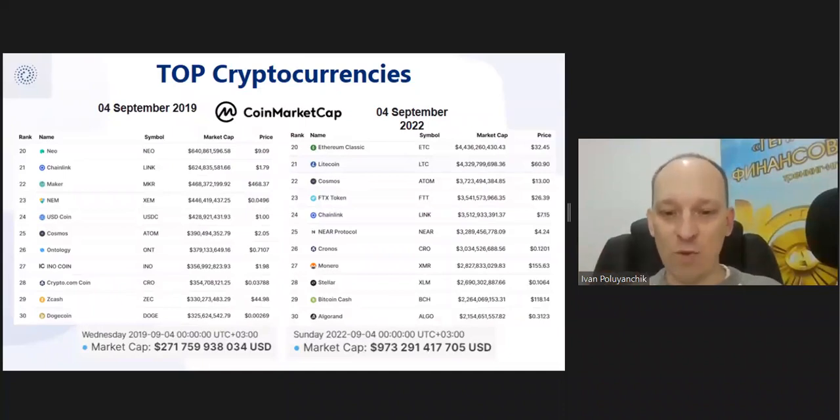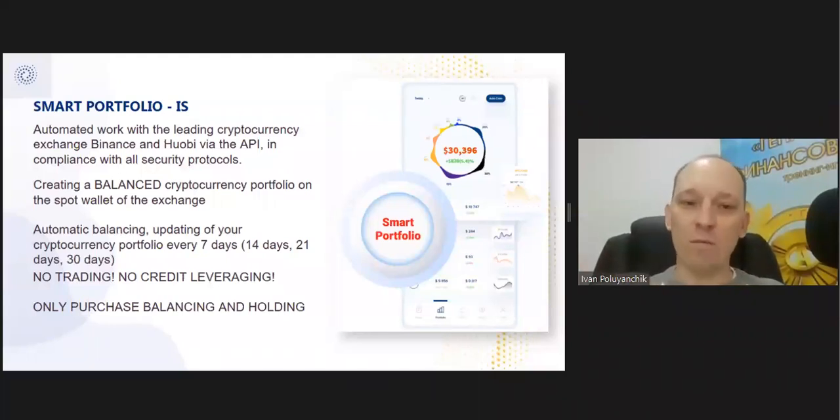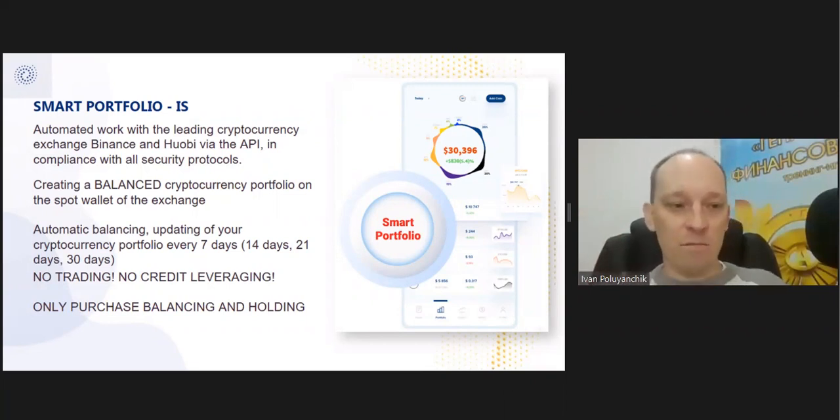So, Smart Portfolio is an instrument. Let's go to the next slide, please. It allows you in automatic mode to put together a balanced crypto portfolio. And its main task is to make sure that you do not waste time thinking about what cryptocurrency will be leading tomorrow. Today it might be Bitcoin, tomorrow it might be Solana. Probably in 1 year, Ethereum will rank first.